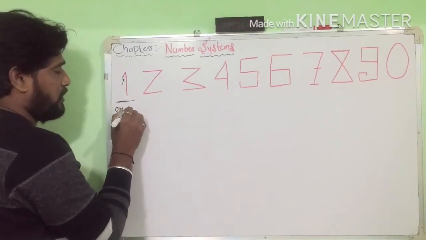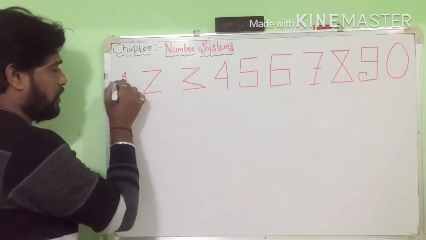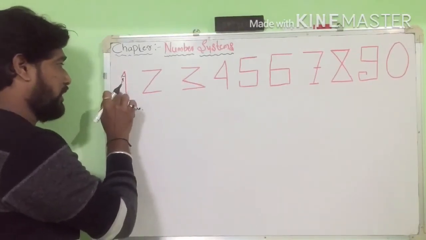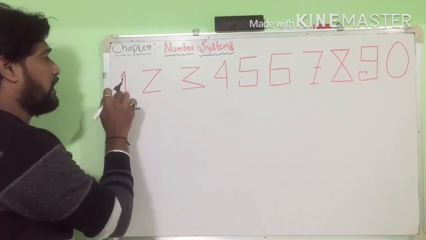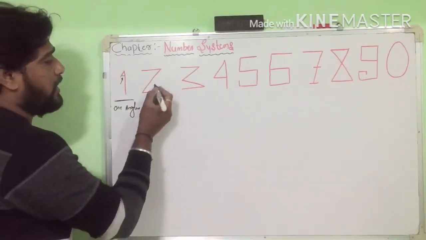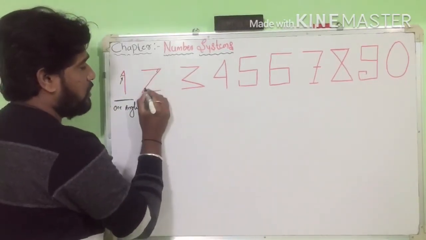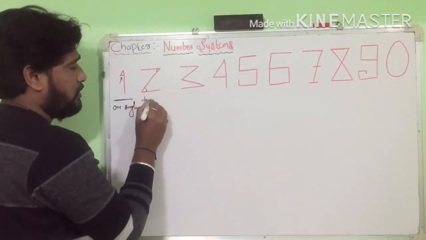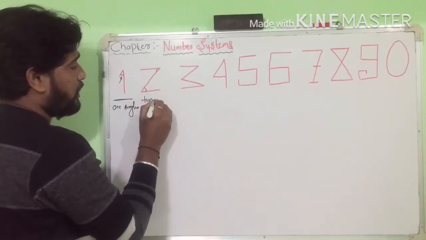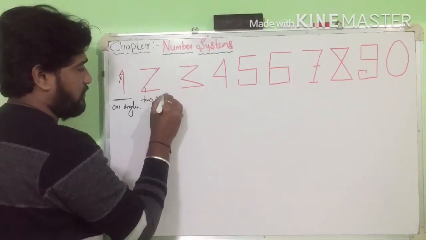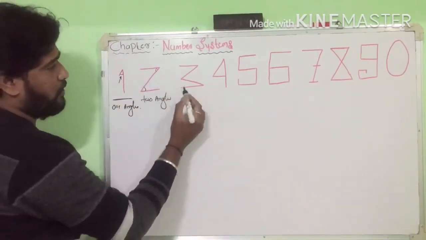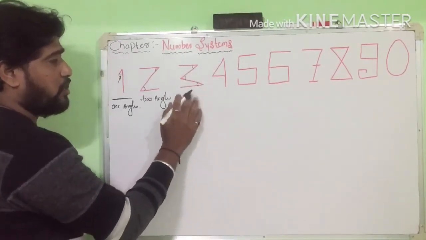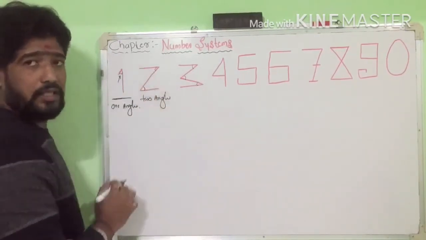So 1 angle. So here is 1 angle. So that's why this symbol containing only one angle was given the name 1. And this symbol also contains two angles. So that's why they gave the name 2 to this symbol, right? And this symbol contains three angles. So they gave the name 3 here.